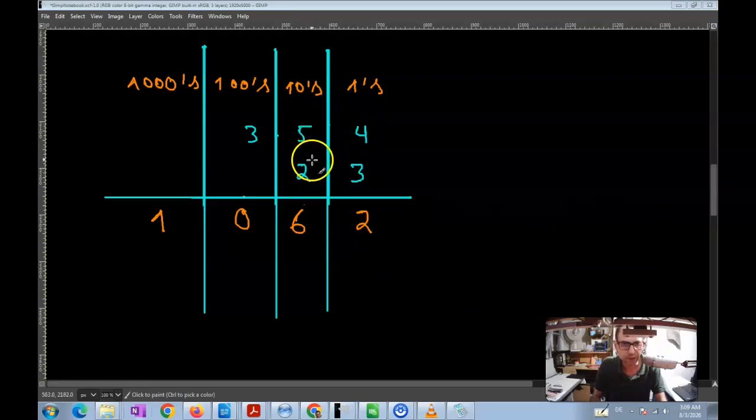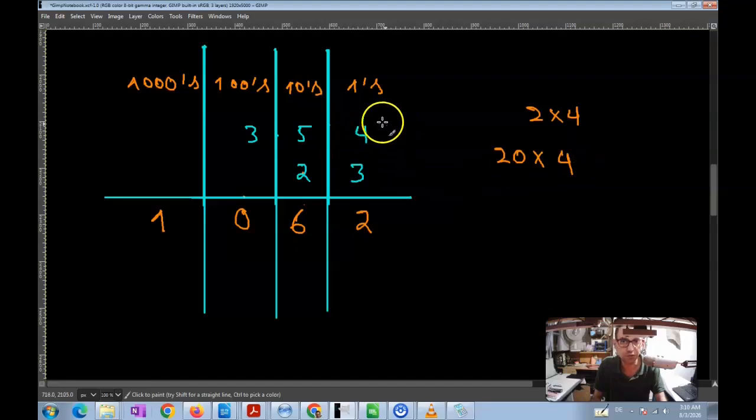Now for the second part, we will multiply this 2 by each and every one of these numbers, meaning by the 4, by the 50, and by the 300. So 2 times a 4 is actually 20 times a 4, because this 2 is in the tens place value, so that becomes a 20, and this 4 is just a 4, which is equal to 80. 20 times 4 is equal to 80.